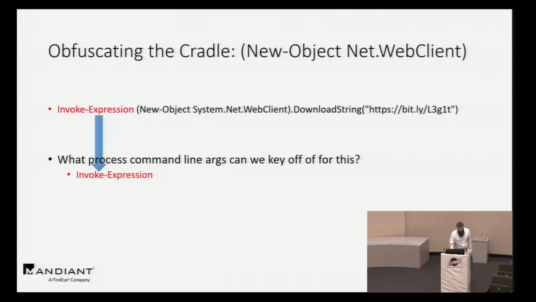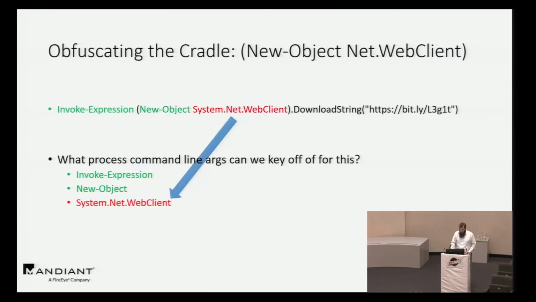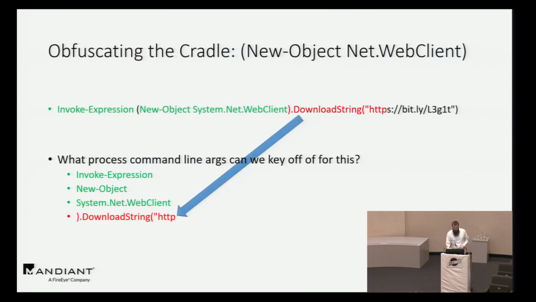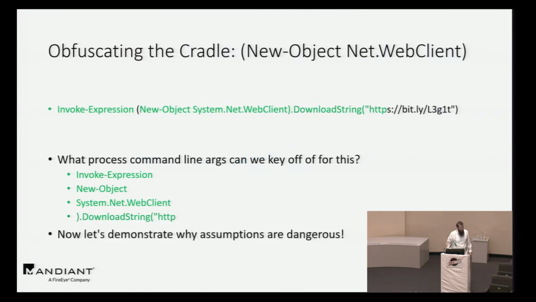Well, we could say, okay, if we see invoke expression and we see new object, system.net web client and download string HTTP, this would catch that download cradle, right? So let's start breaking assumptions. Why would this be a dangerous trigger or signature to write for this kind of activity?